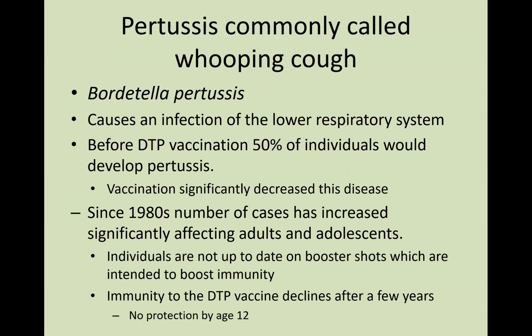All right, so again, getting into more detail about pertussis, the known name is whooping cough. Bordetella pertussis is the bacteria that causes whooping cough, or pertussis. And usually this is an infection of the lower respiratory system. And there is a vaccination for it. But before the DTaP vaccine was actually given, about 50% of individuals developed pertussis, and the vaccination really helped to decrease those numbers. But since the 1980s, we've seen lots of cases actually increasing significantly, and they'll infect adults and adolescents as well.